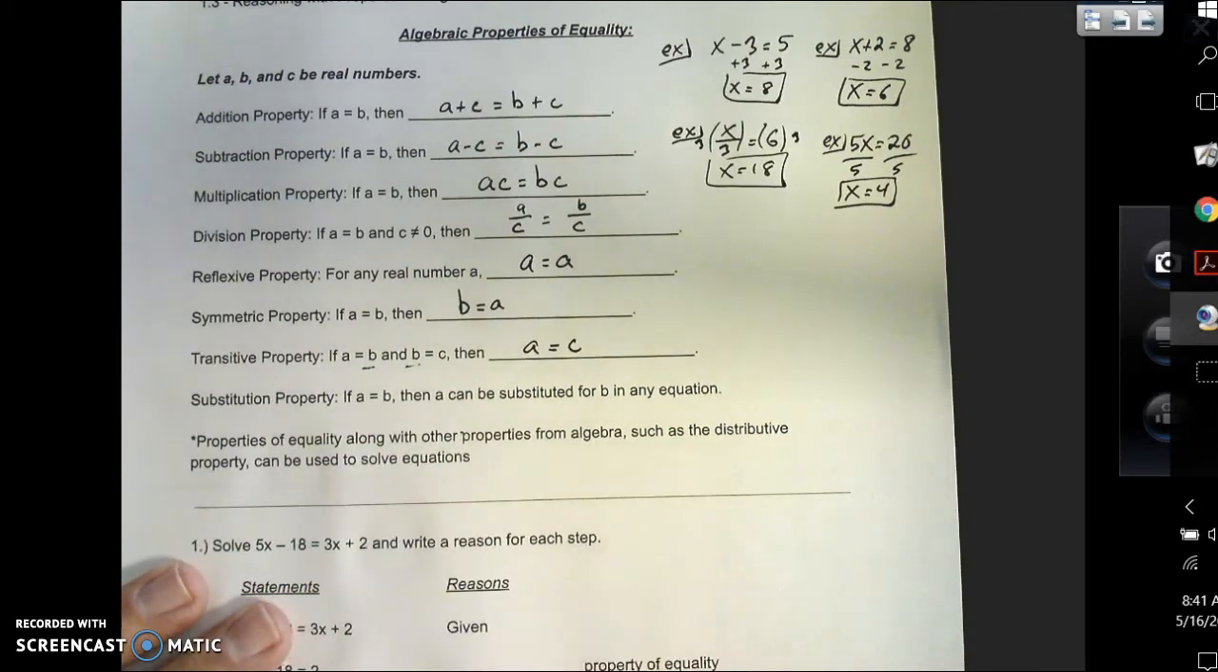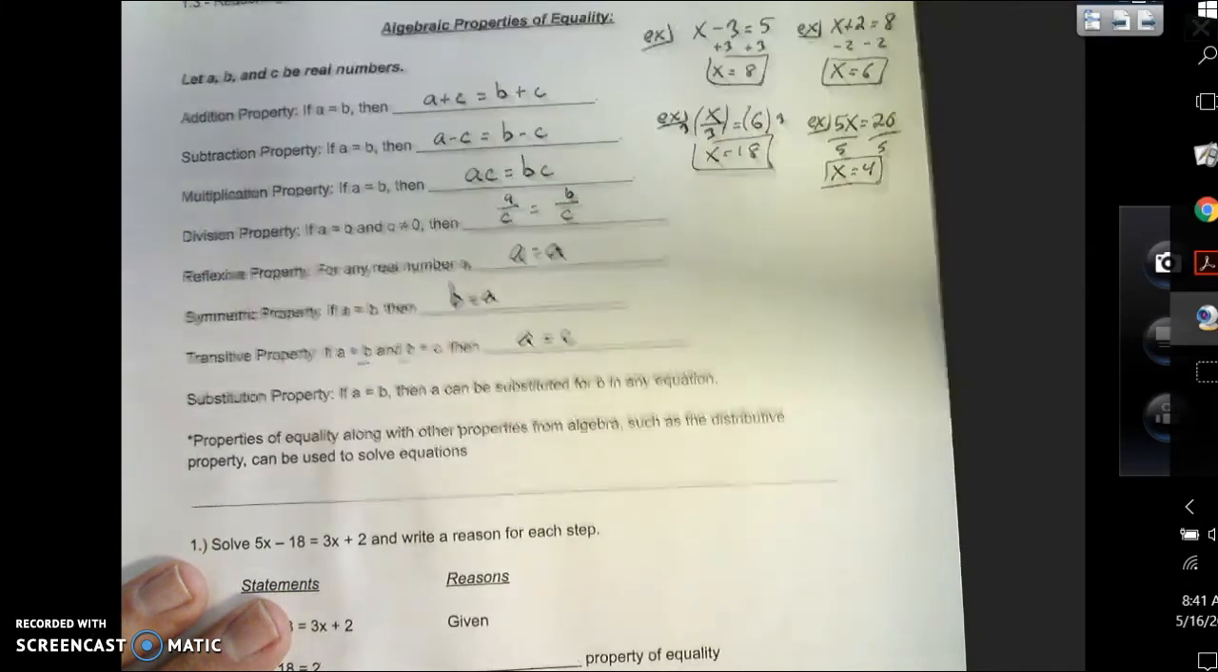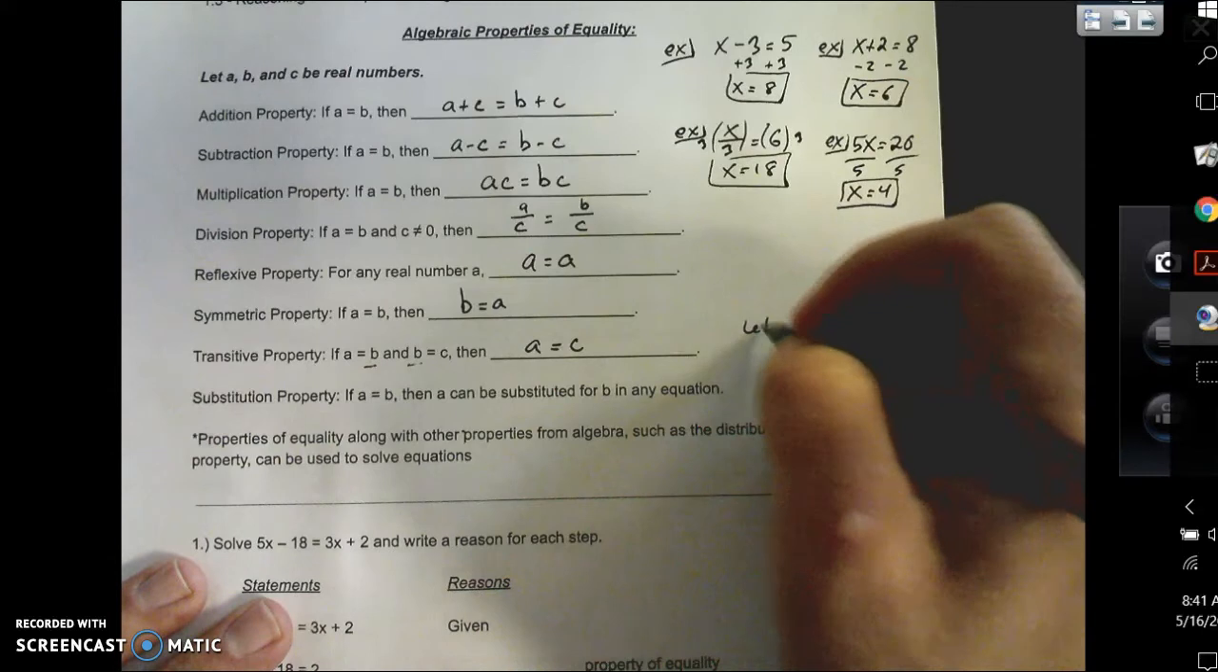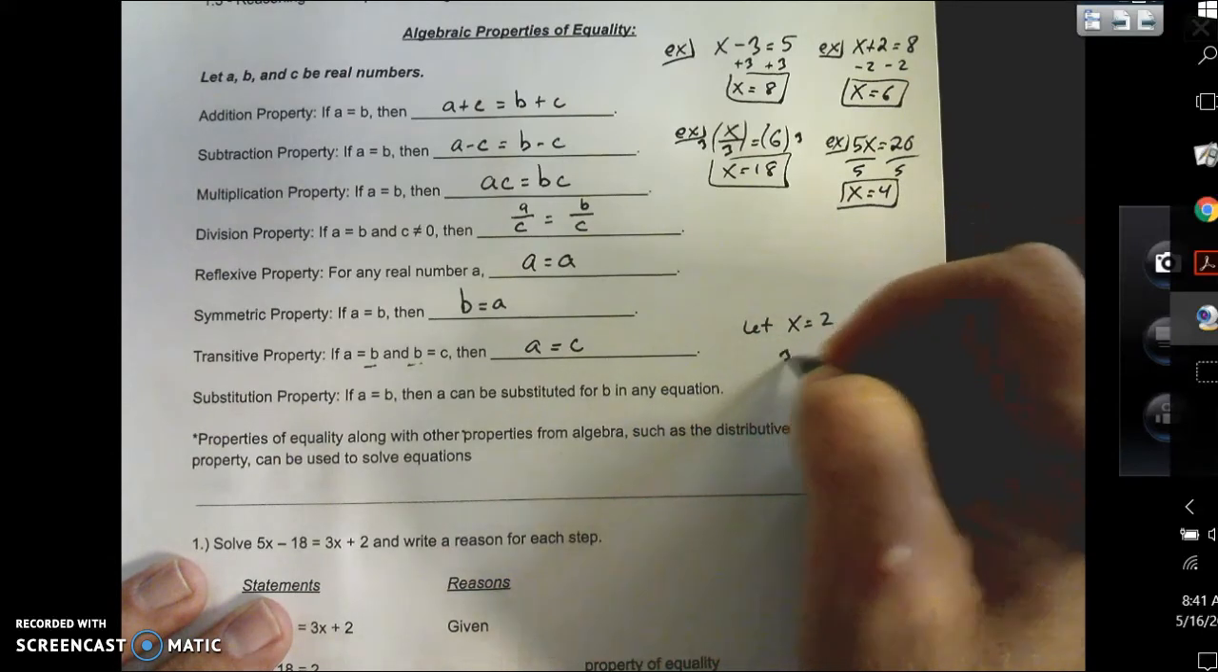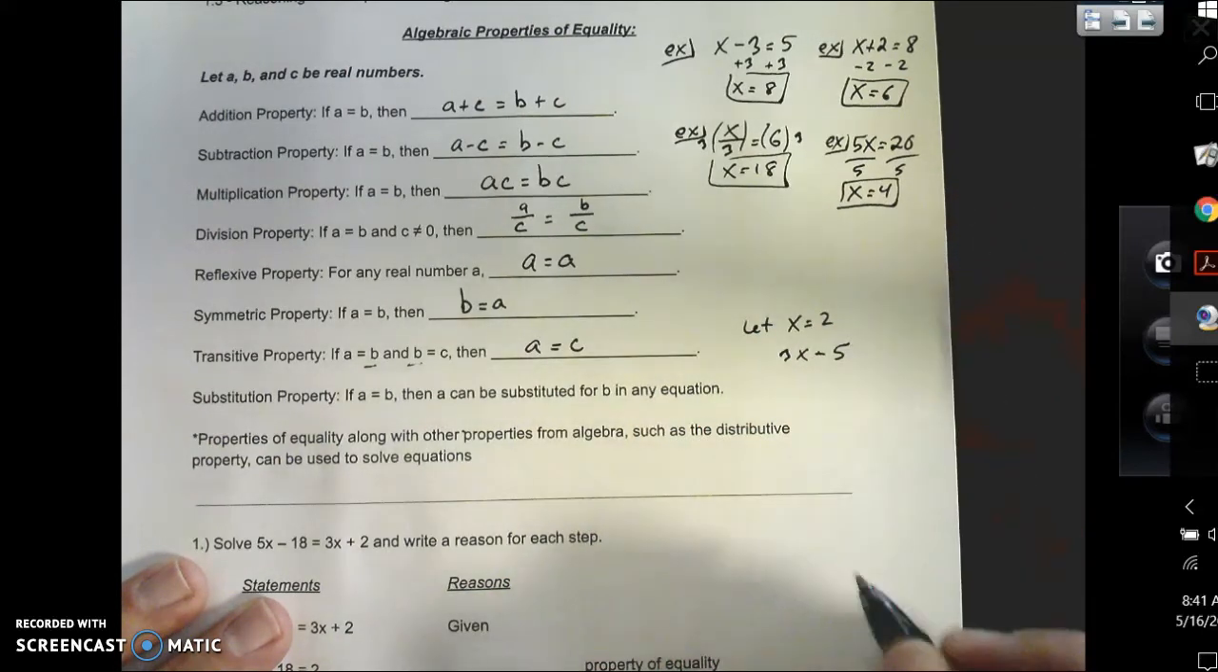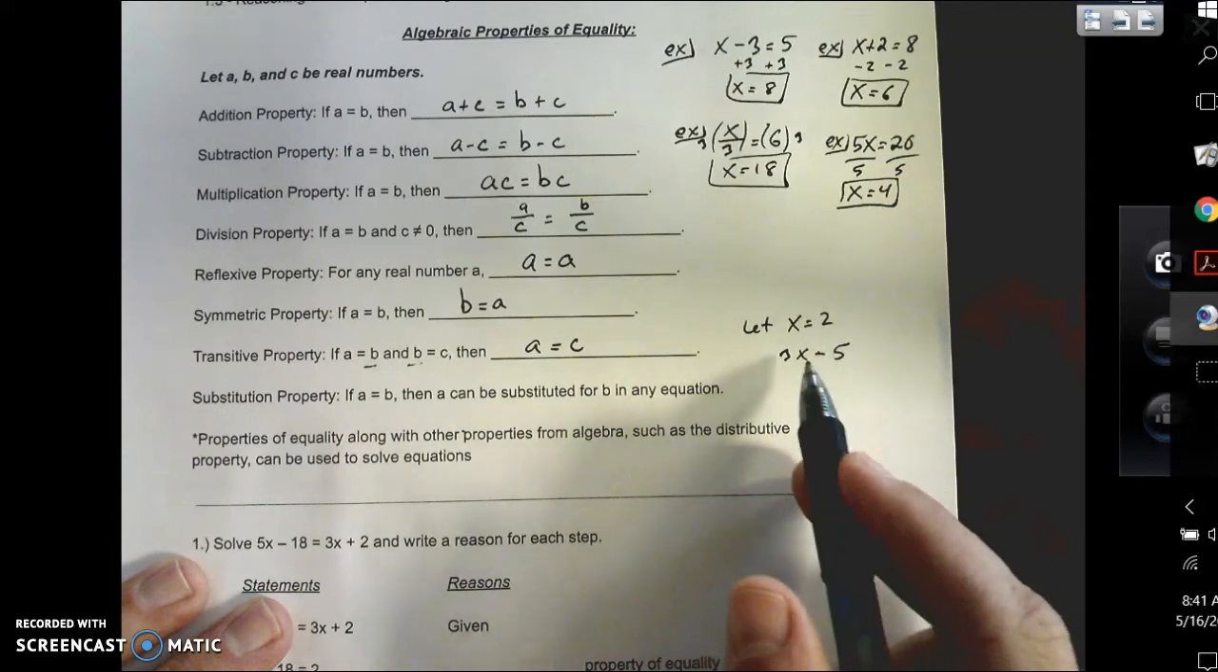Substitution, if A equals B, then A can be substituted for B in any equation. Again, you guys have done this before. So for example, let x equal 2. 3x minus 5, right? You could take 2, plug it in for x.